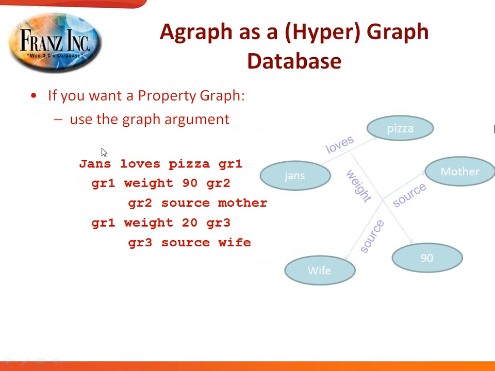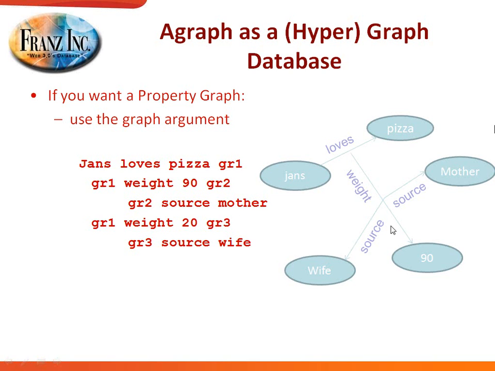Okay, then let me go to AllegroGraph as a graph database. So people say that tuple stores are not graph databases because they don't have properties on the edges. Yes, that's to some extent true, but on the other hand, tuples actually have a fourth element. Actually, RDF tuple stores are nowadays always RDF quad stores. And with the fourth element, we can actually even do hypergraphs. If we want to say, look at this picture here, we say Jans loves pizza.